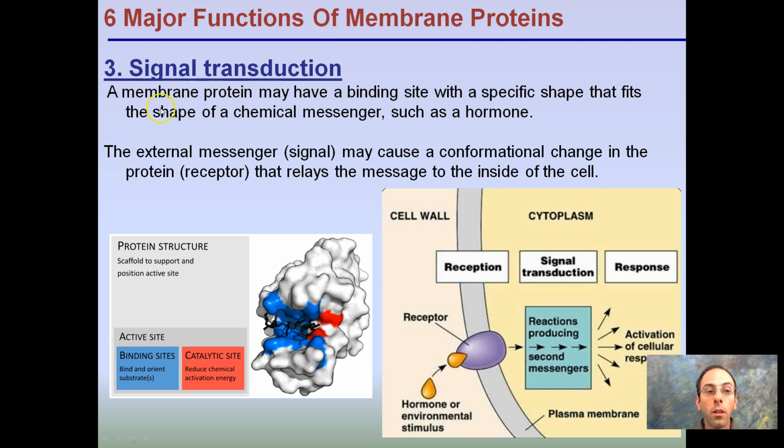Signal transduction. A membrane protein may have a binding site with a specific shape that fits the shape of a chemical messenger, such as a hormone. The external messenger or signal may cause a conformational change in the protein receptor that relays that message inside the cell. What does that mean? That simply means we have a receptor protein embedded in the cell membrane here. It's binding to a specific hormone, and that is basically leading to secondary messages and a response in the cell. Remember, our active site is very particular about what it's binding to. It's a very specific shape. I gave the example of a lock and key model.